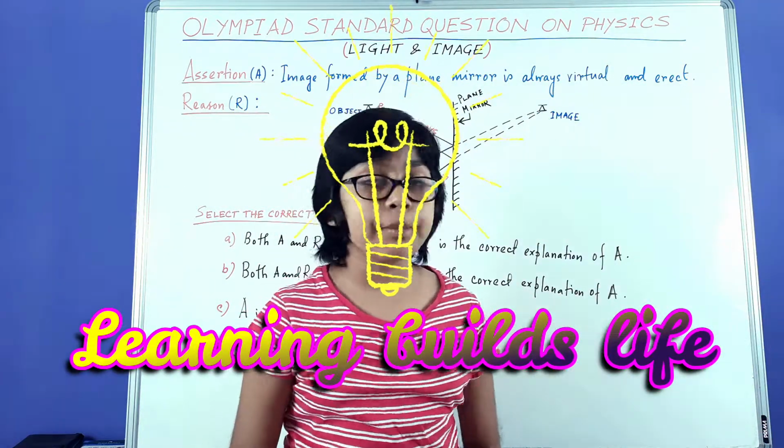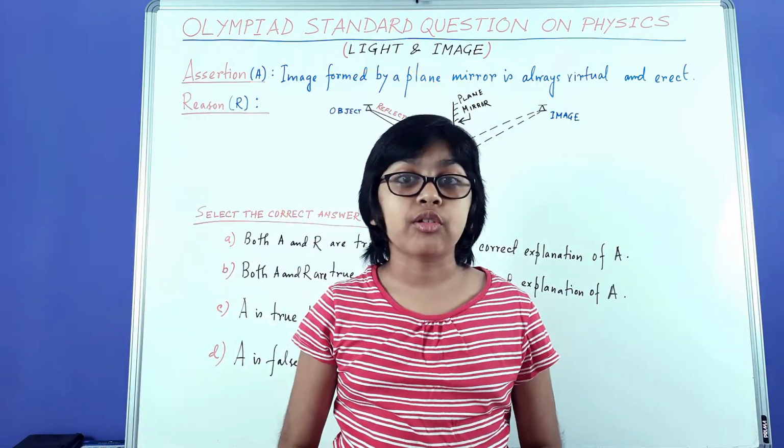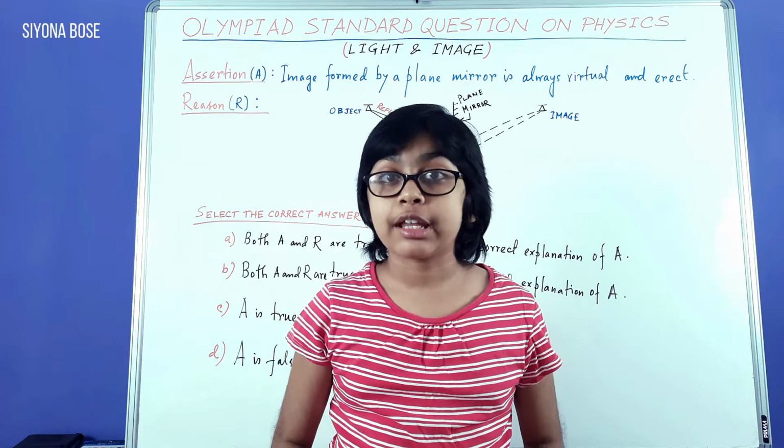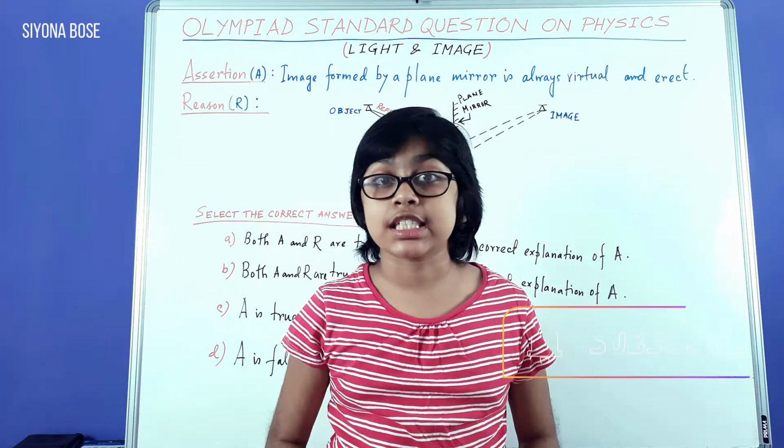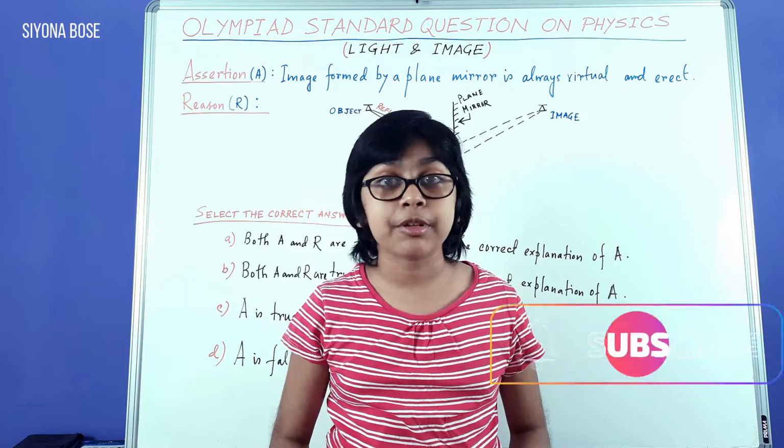Today we're going to talk about an Olympiad standard question on physics, on the topic of light and image. I'm going to read the question before we begin. The question we're going to discuss today is a special kind of question called an assertion reasoning type question.